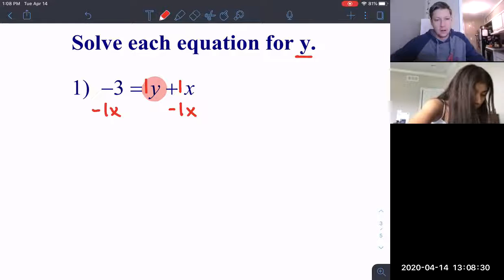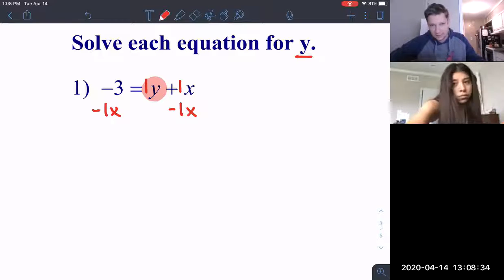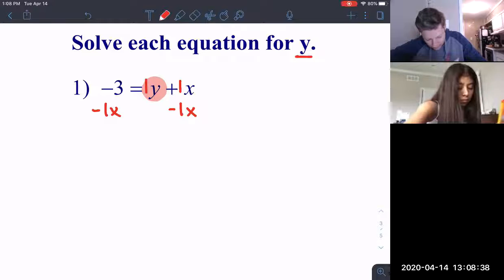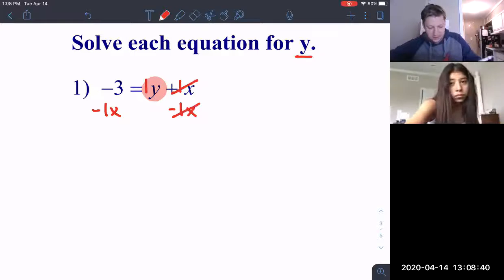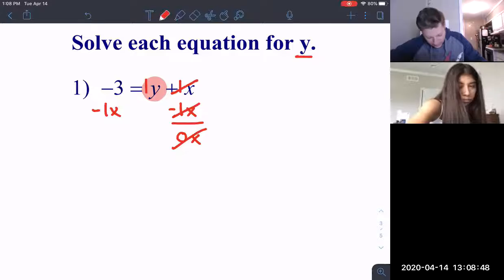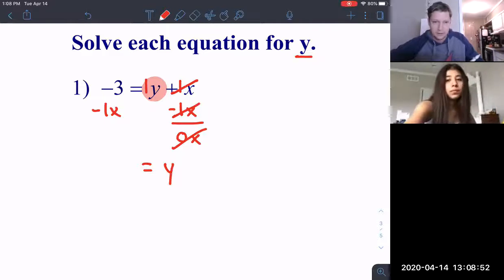We don't have to call it a 1x, but that's what it is. We can just call it x. So what that does is a positive 1x plus negative 1x gives me a 0x. If we add these together, we get 0x. And of course, 0 times anything is 0, so that drops out. So on the left side, all we have left is that 1y now. So I'm going to bring that down.